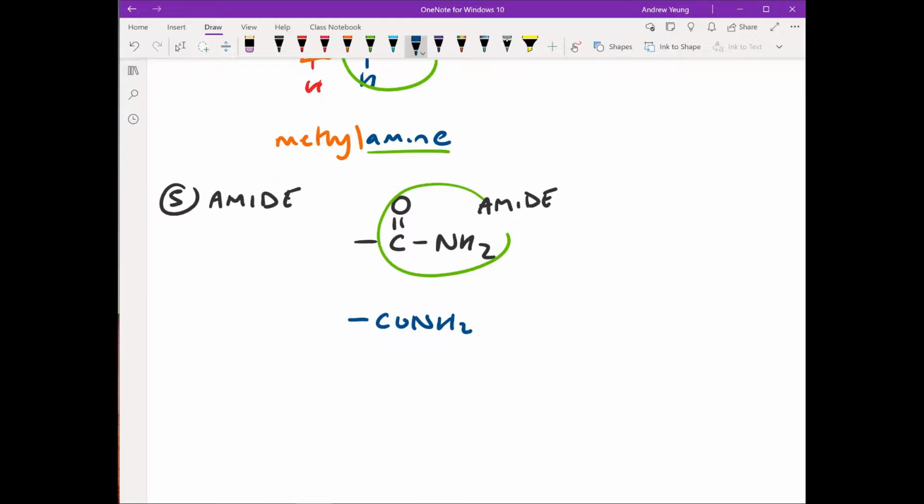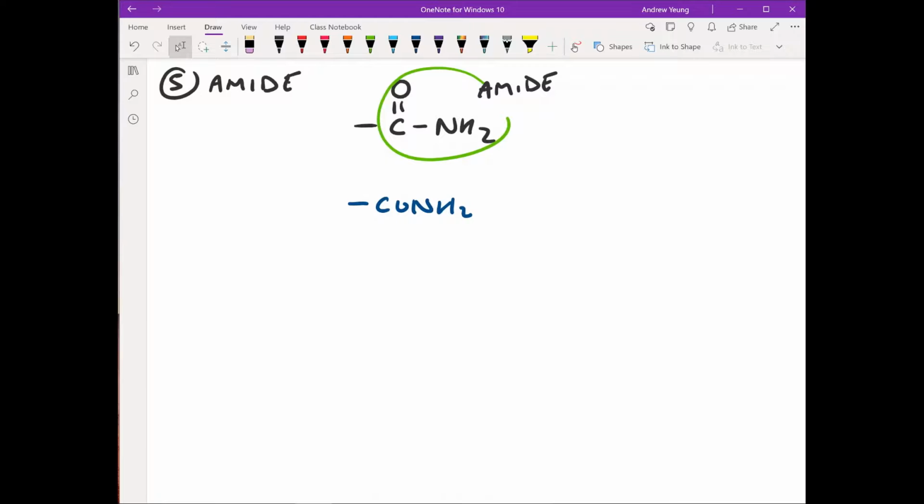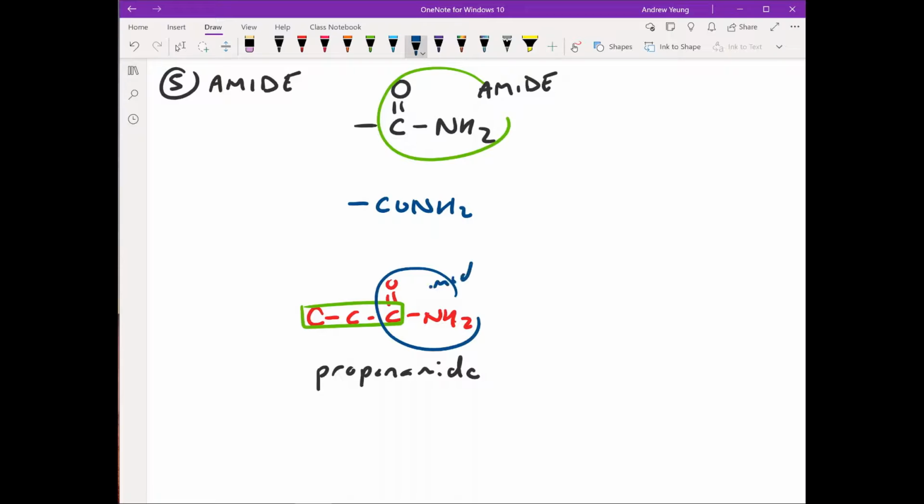Just to hint at the name, I'm not going to ask you for this detail, but if you were given this structure, a lot of the naming is what we would expect. Let's find the longest carbon chain, including the carbon that's part of the carbonyl that we've seen before with ester. In this example we have 3 carbons, so it's going to be prop-something. Because the grouping is an amide, it's going to be propanamide. So all we would do is circle it and say amide. Sort of a combination of 2 different groupings there.